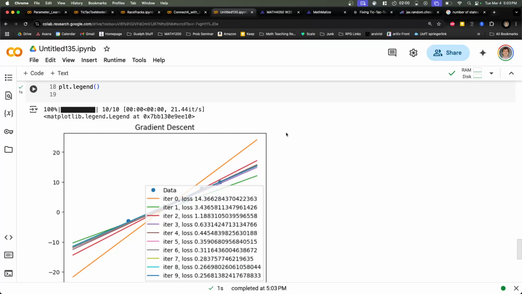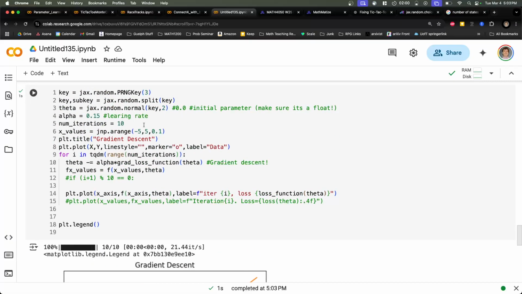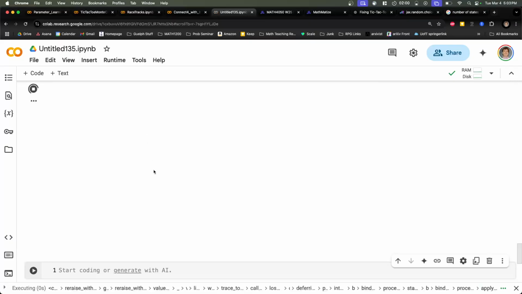Then it went down to 3. Then it went down to 1. Then it went down to 0.6, 0.4, 0.3, 0.31, 0.28, 0.26, 0.25. So every time we're tweaking this line a little bit, it's getting more and more accurate, and the loss is going down. If we kept going and going, eventually it would sort of reach some plateau.